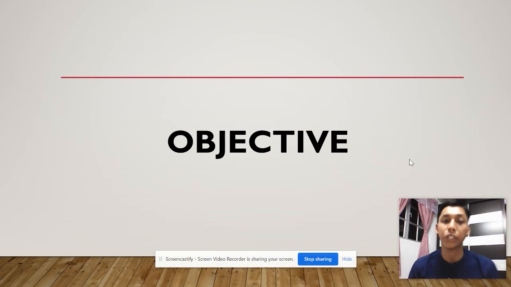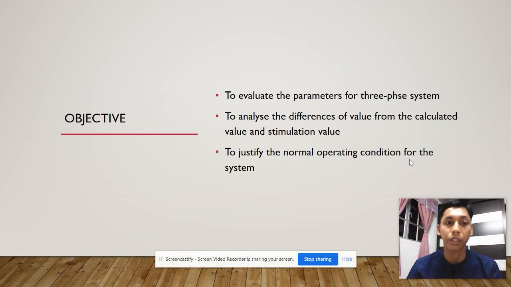Okay, next we continue to the objective of this project report. There are three main objectives that we should do in this report. First, we need to evaluate the parameters for the three-phase system. Second, we need to analyze the differences of value between the calculated value and the simulation value. And the last one, we should justify the normal operating condition for the system.